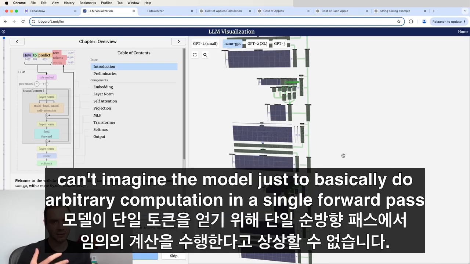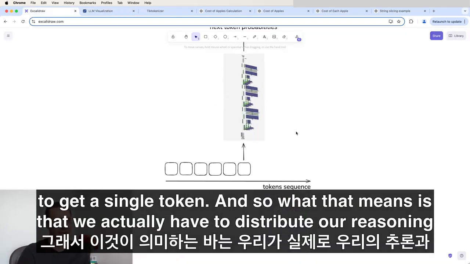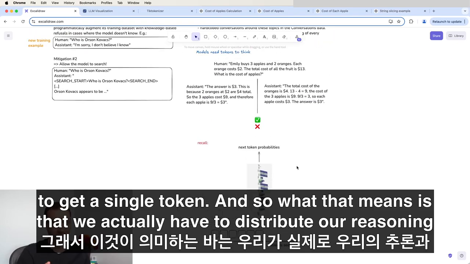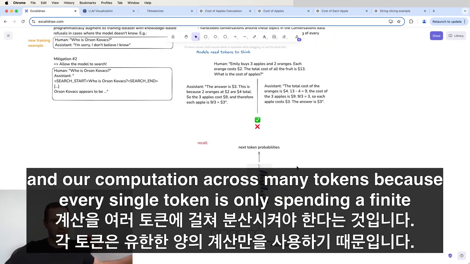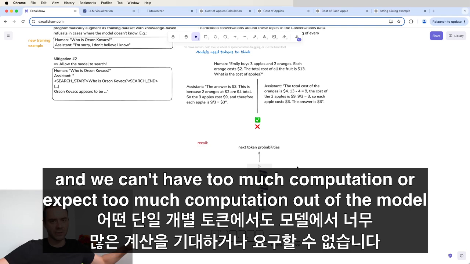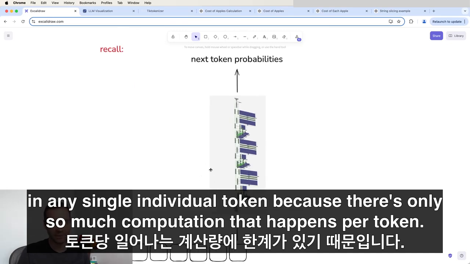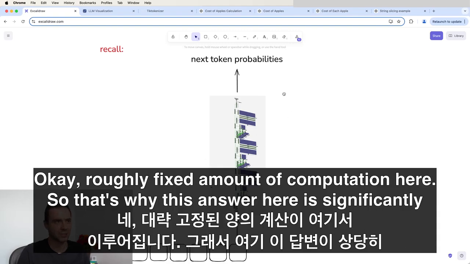So you can't imagine the model doing arbitrary computation in a single forward pass to get a single token. What that means is that we actually have to distribute our reasoning and our computation across many tokens, because every single token is only spending a finite amount of computation on it. We want to distribute the computation across many tokens, and we can't expect too much computation out of the model in any single individual token, because there's only so much computation that happens per token. Okay, a roughly fixed amount of computation here.